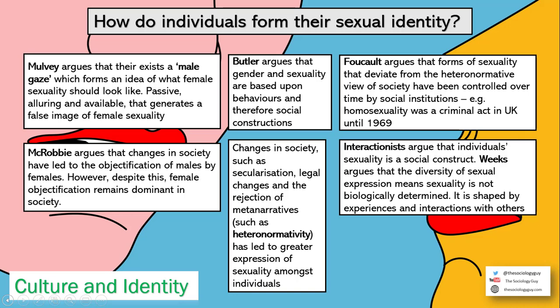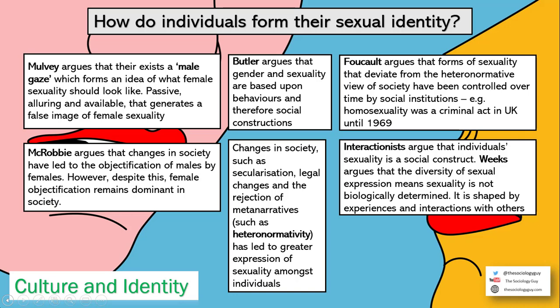Let's look at the second question. Okay, so there's a couple of ideas that we've thrown out here. Mulvey talks about the male gaze. You may have covered this in education. This is the idea about what female sexuality should look like and how women are perceived by men, that they should be seen as being passive, alluring and available, and this generates this false image of female sexuality.